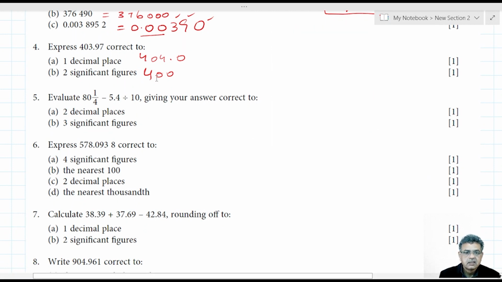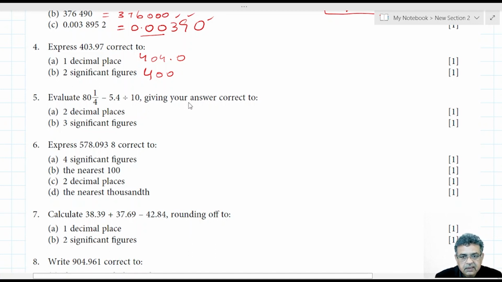That is why, as I said earlier, there is a confusion about such numbers. This number is one significant figure as well as two significant figures and three significant figures as well.